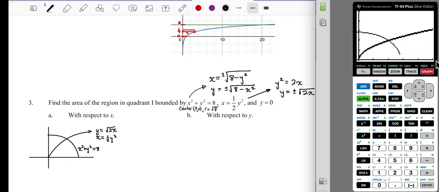Now, I want the region in quadrant 1 bounded by the circle, the sideways parabola, and y equals 0, also known as the x-axis. All right. So this is really what we're after.